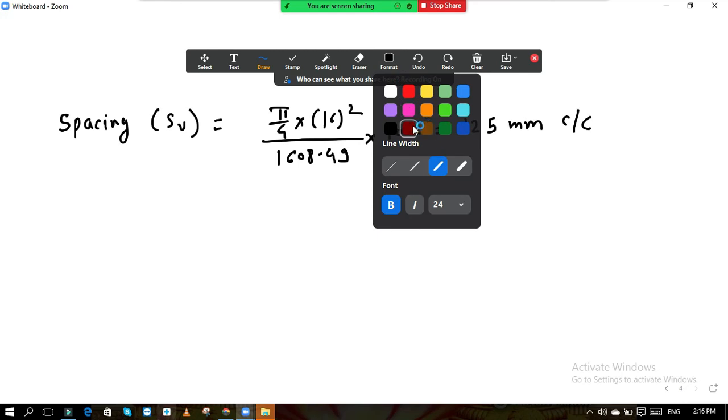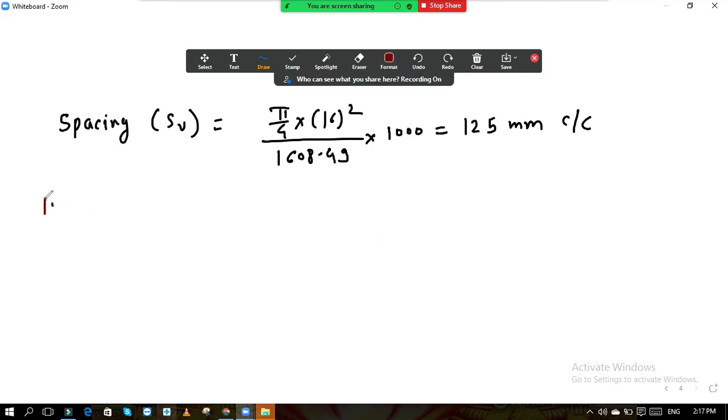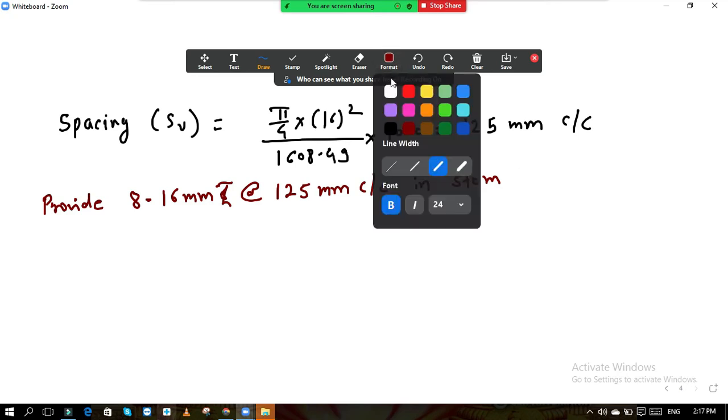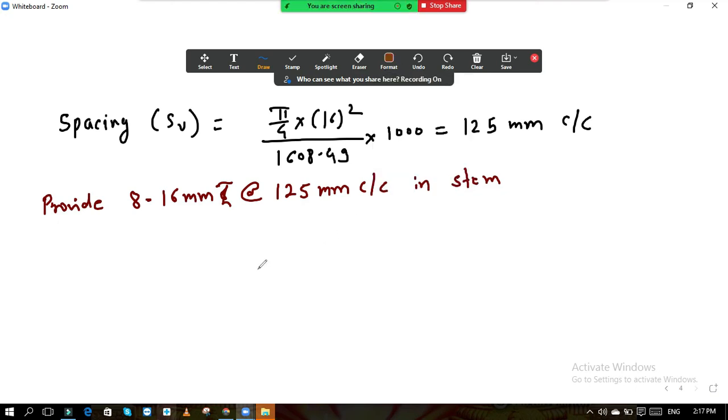So here we can provide 8 bars of 16 mm diameter at 125 mm center to center in stem. This is your main steel. In the other direction, we will provide the distribution steel. This is the design of stem.